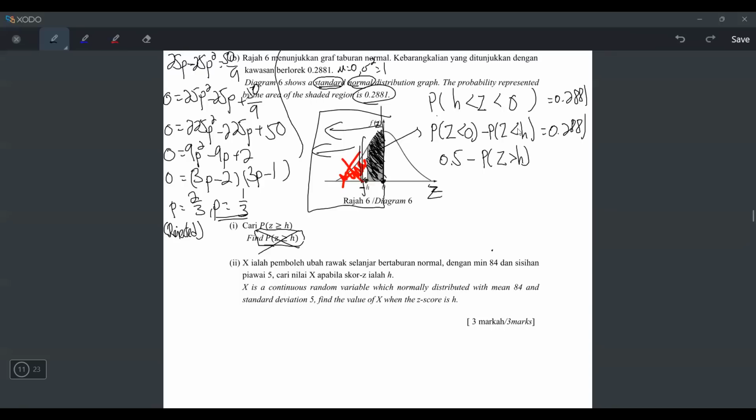And then P(Z < H), I can change to P(Z > H). The reason is because H is negative. So smaller negative can change to bigger positive, equals 0.2881. Now since this is bigger positive already, I can take out the table. But before I take out the table, I have to move this one to the other side so that it becomes P(Z > H).